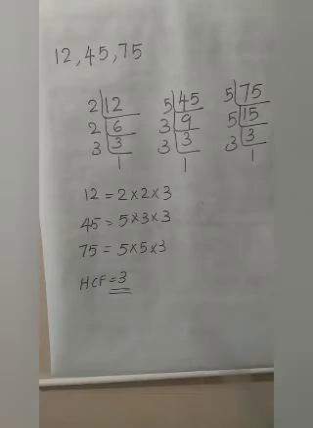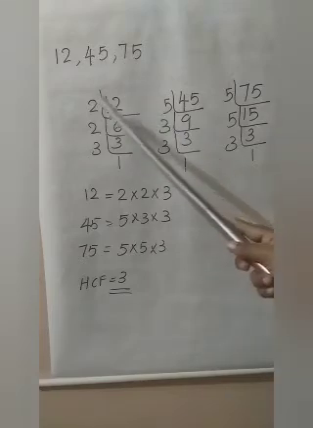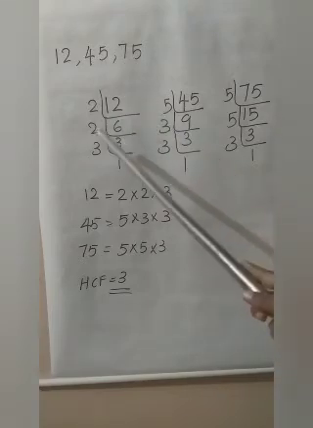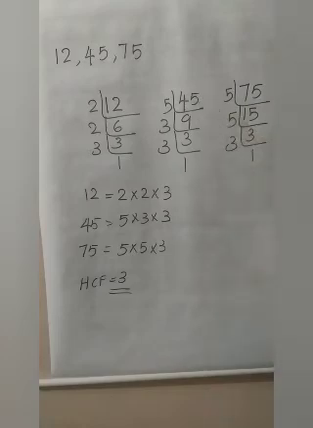Next example: 12, 45, 75. Prime factorizing each number. 12 into 6, again 2, 3, 3. 45: since it is not an even number, you cannot use 2. It is ending with 5, so I am starting with 5. 5 in 45 how many times? 9. 9, 3. 3 in 9 how many times? 3. Again 3. 75: here also we can start with 5. 5 in 75, 15 times, again 5, 3.